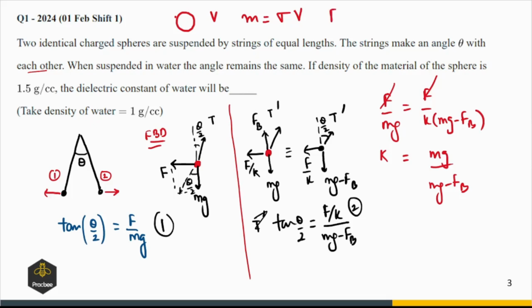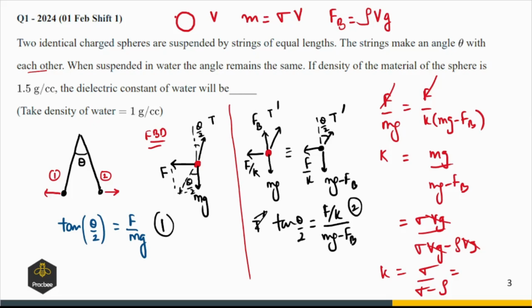Similarly, the buoyant force will be the density of the surrounding fluid times the volume submerged times g, right? So let us substitute these values. So mg can be written as sigma Vg, divided by sigma Vg minus Fb, which is rho Vg. From the numerator and denominator we can eliminate Vg, right? And we will get sigma upon sigma minus rho, and you can also remember this formula, right? K equals sigma upon sigma minus rho.